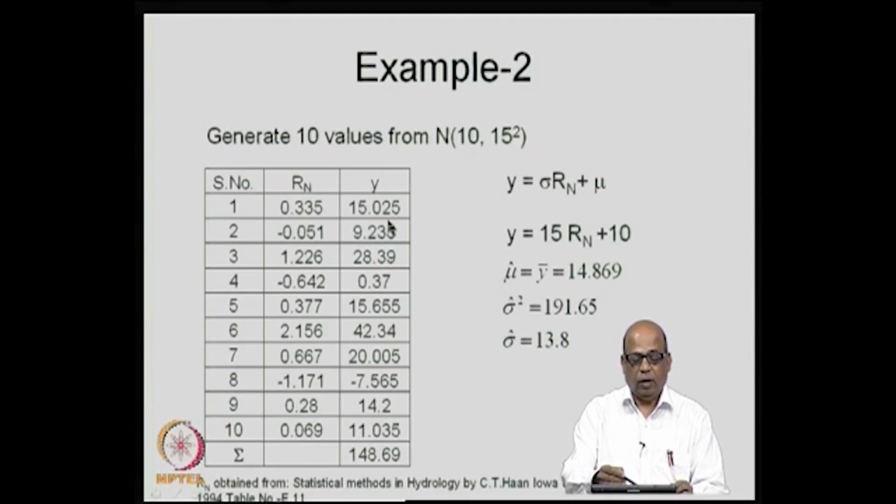Again, if you generate not 10 values, but 1000 values, 10,000 values, 20,000 values, etcetera, using this procedure, you will converge to a normal distribution, that is, the generated values will approximate a normal distribution with a mean of 10 and variance of 15 square.